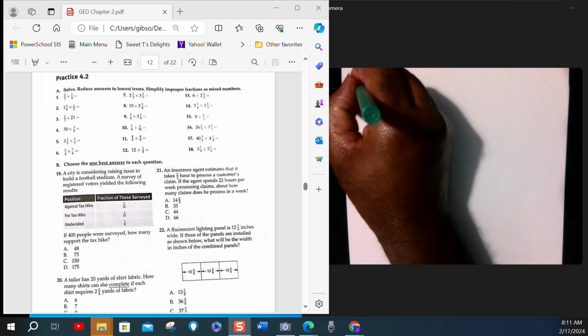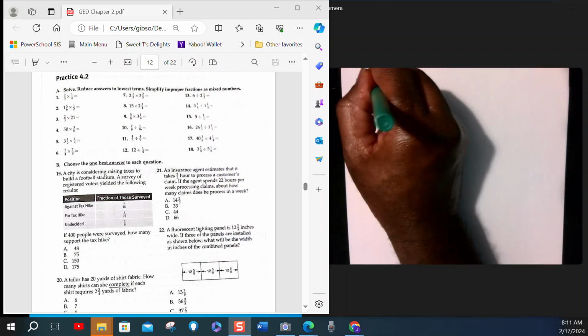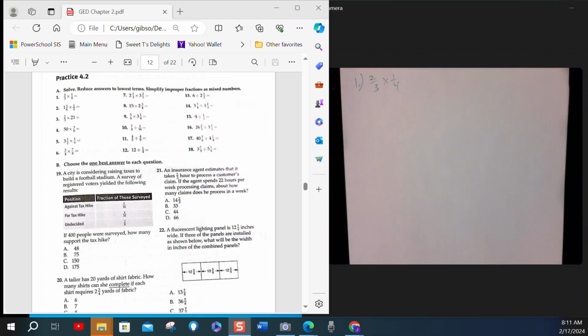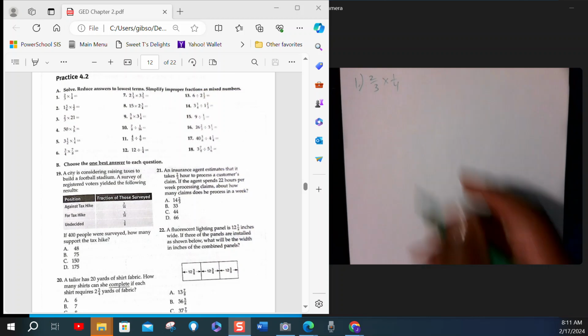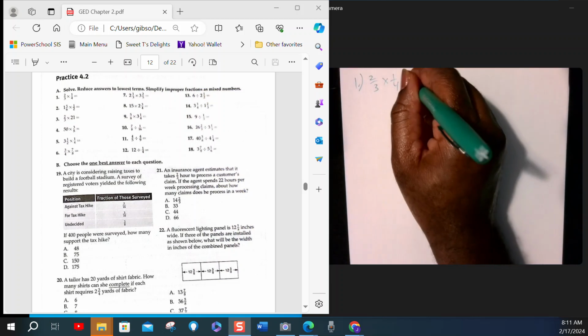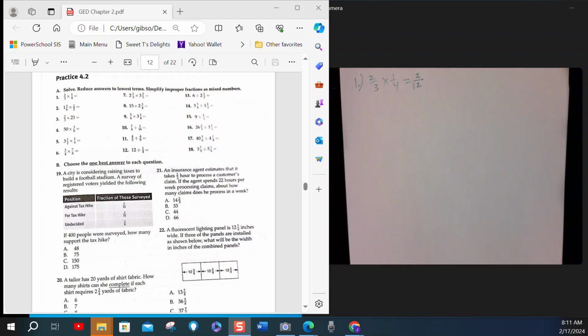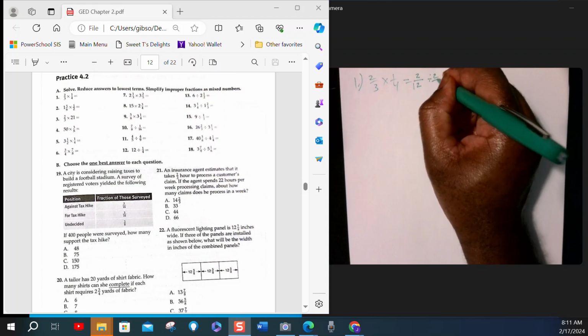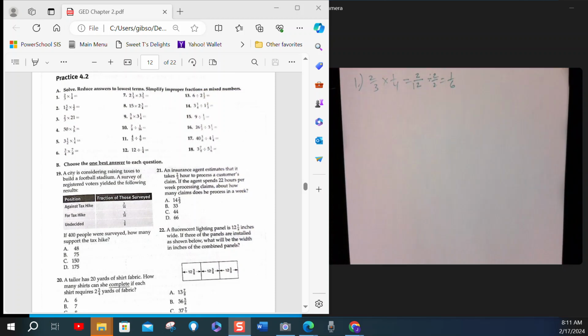We have 2/3 times 1/4. Now, with multiplication, you do not need a common denominator. What you would do is multiply the top times top, bottom times bottom, or as we say, numerator times numerator, denominator times denominator. So 2 times 1 is 2, 3 times 4 is 12. Now we see if we could simplify. 2 and 12 have 2 in common. We divide both by 2, and that would give us 1/6.